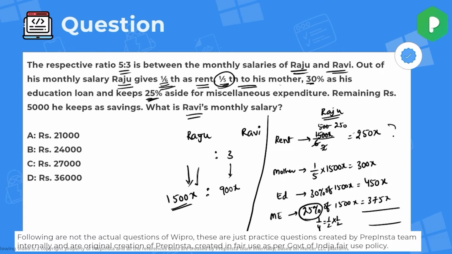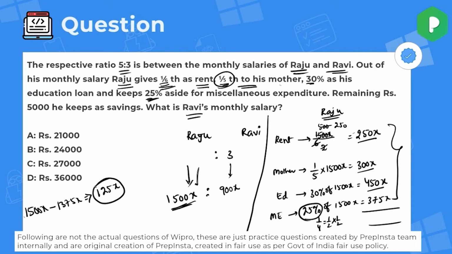These are the total expenditures and this is his total income. Then what is his savings? 1500x is the income and the total expenditures are 250 and 450 is 700, 700 and 1000. So 1375x is his expenditure. Then what is his savings? It is nothing but 125x.